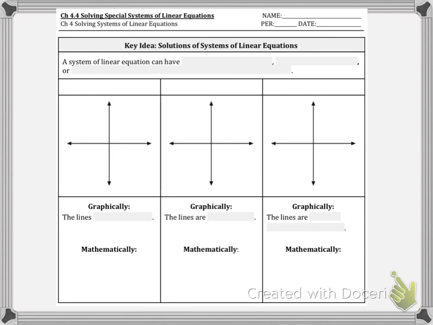So let's summarize solving special systems of linear equations. A system of linear equations can have one solution, no solution, or infinitely many, or just infinite solutions.